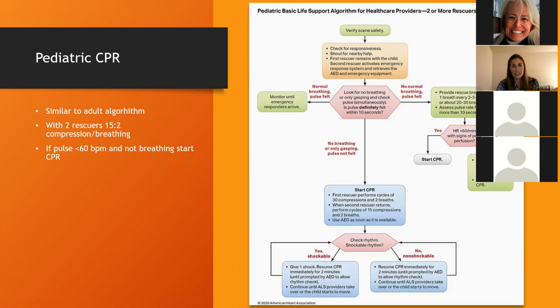Once again, once the AED is there, turn it on. Clear the patient, deliver, resume your CPR. If no shock is advised, you go back into CPR and continue till you can get them to a higher level of care.